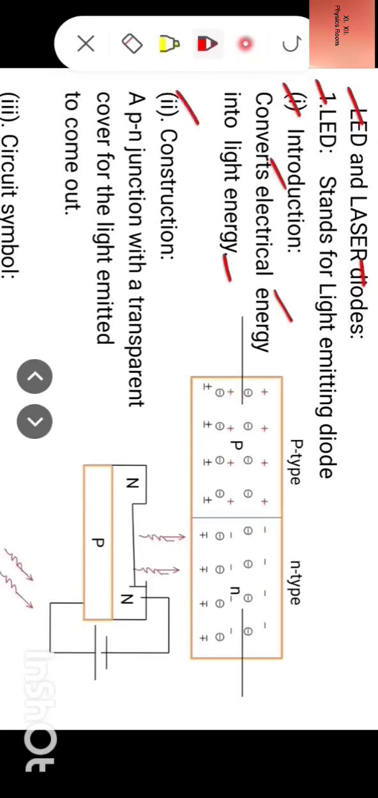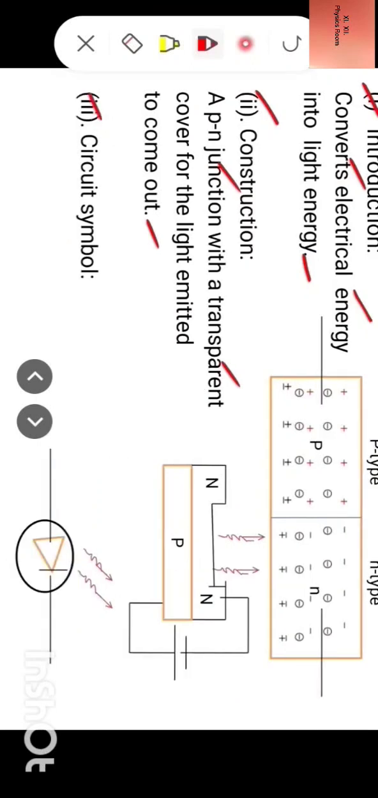Second, construction of LED. As I earlier told you, all diodes are PN junctions. So LED is also a PN junction with a transparent cover for the light emitted to come out. I repeat, LED is a PN junction with a transparent cover for the light emitted to come out.